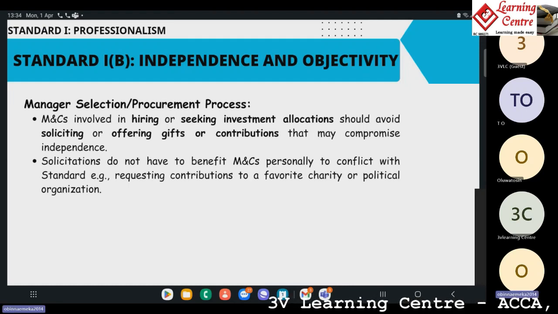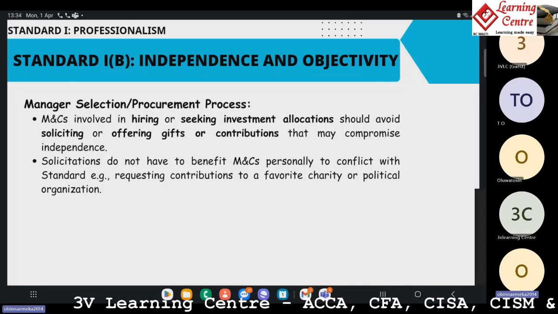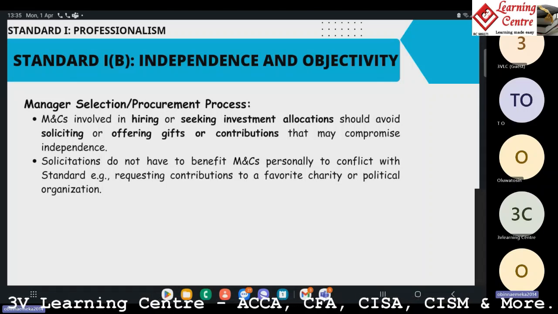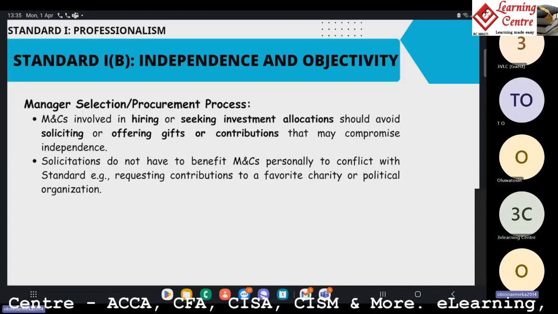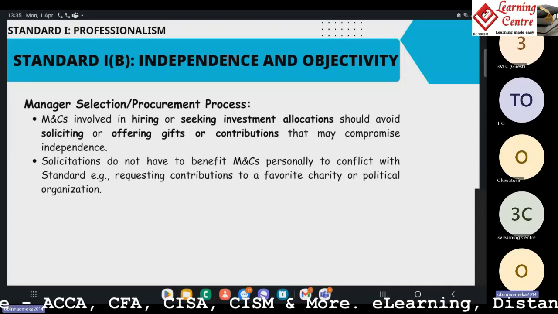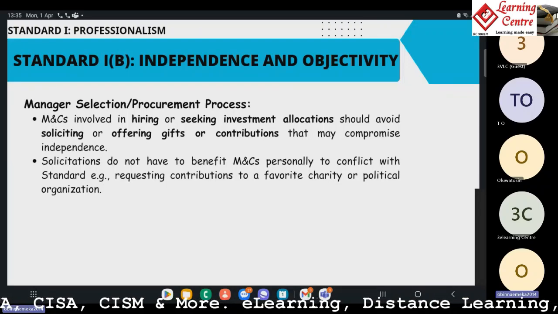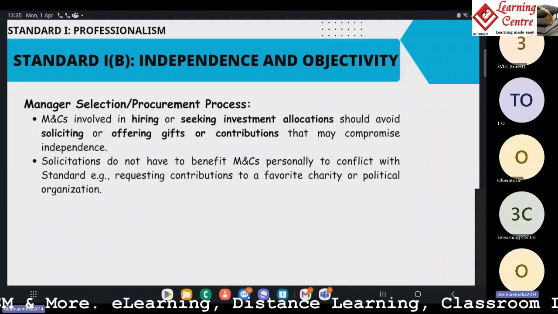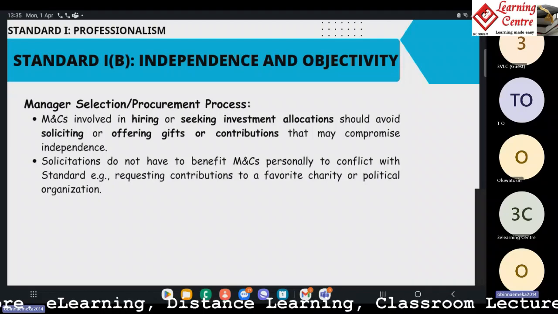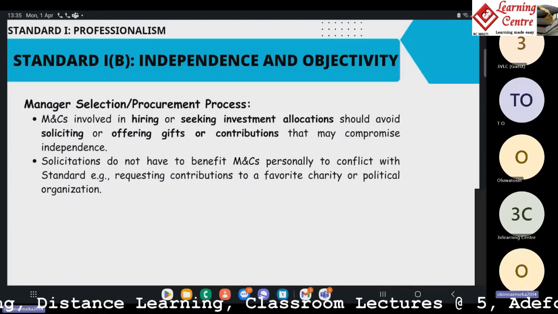In fact, this particular thing, I wanted to separate it before, but it's okay. If you're a hiring manager, you are not to solicit any gifts. If you are seeking investment allocation, you are not to offer gifts, okay? That can compromise independence and objectivity. So basically, if you're a hiring manager, don't compromise your independence and objectivity by soliciting gifts from the managers. If you are seeking investment allocation from someone, don't go and offer that person gifts that can compromise their own independence. That is what the standard says.